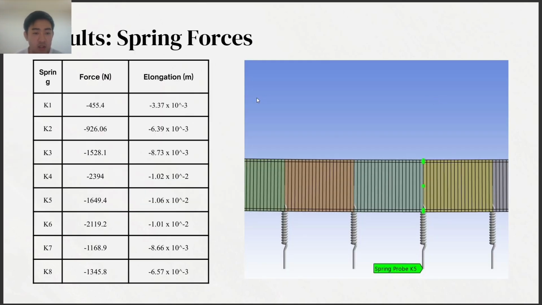As mentioned, there are 8 springs in this system, and each spring has a different spring stiffness. Here are the data for the forces that are being applied on the springs as well as the elongation of the springs.